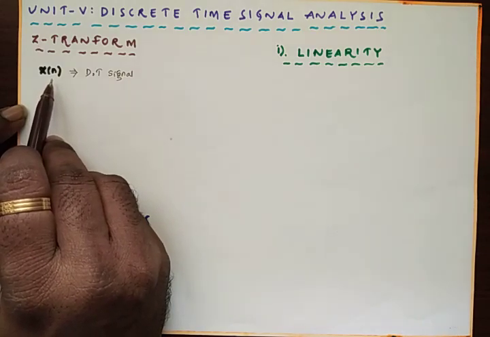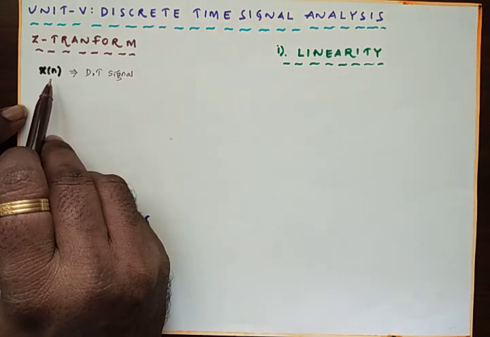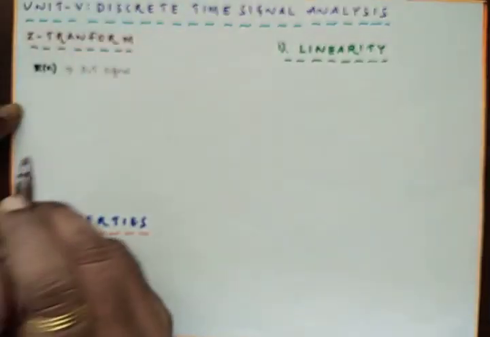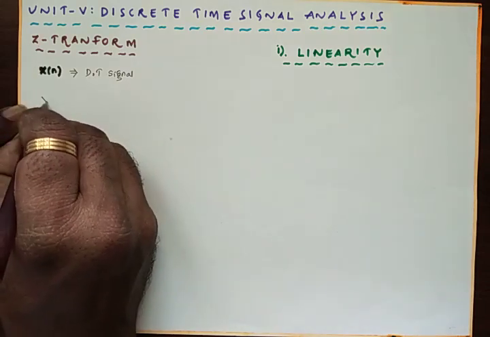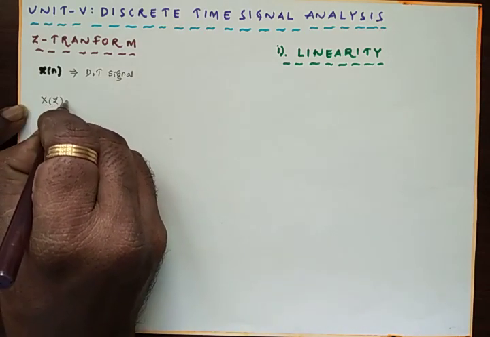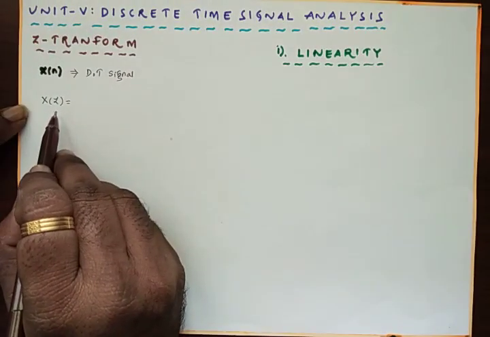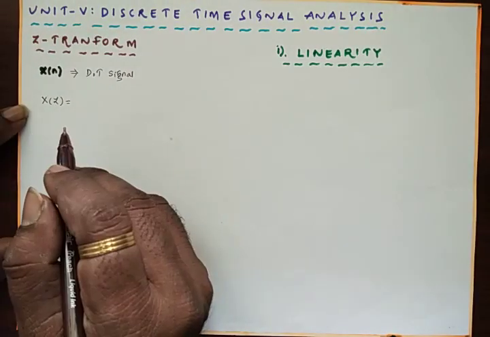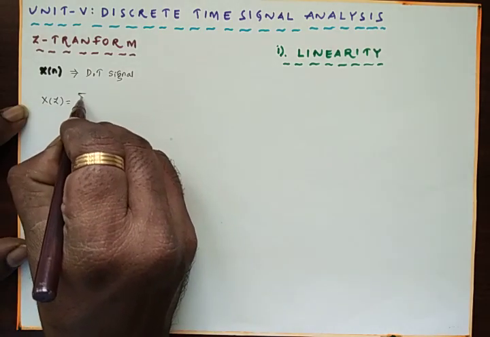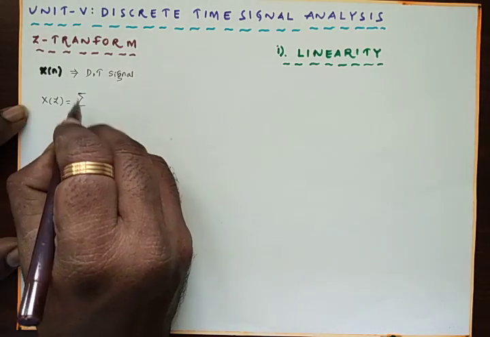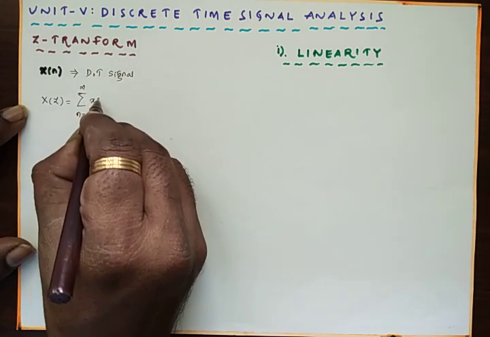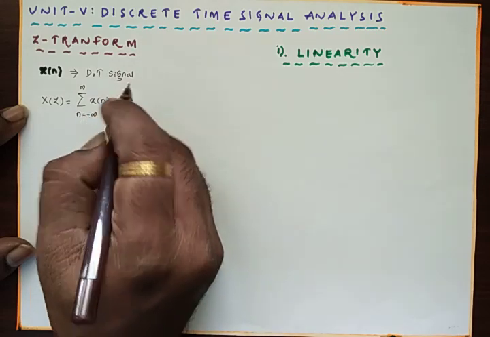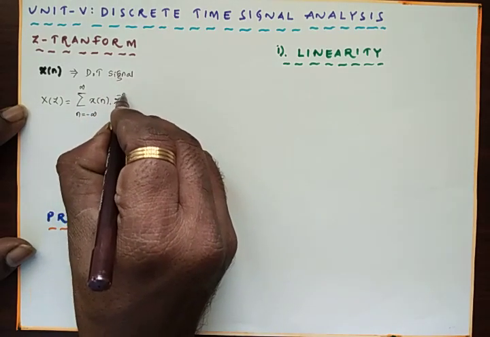We want to convert that into an algebraic equation in the Z domain, so we apply the Z transform on x of n, and the Z transform is represented as X of z. We get X of z by applying the Z transform on the given signal. The standard notation is sigma n equals minus infinity to plus infinity, x of n times z to the power of minus n.